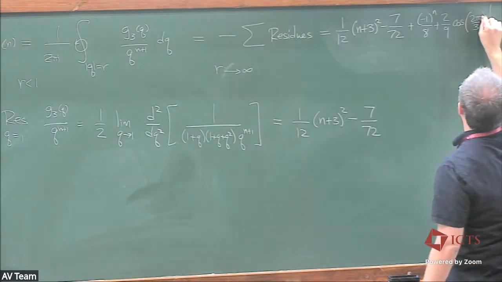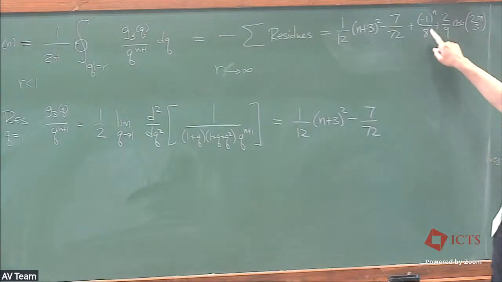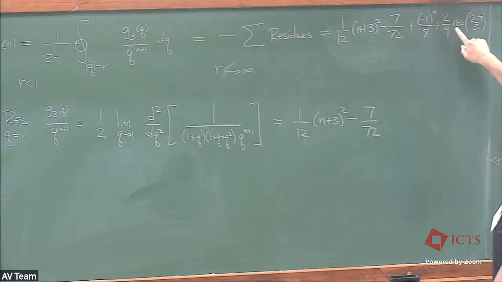Yes, there is an n, 2 pi n over 3. Thank you. Yeah, that would be silly if there wasn't an n on there. What's that? Read it out. Yeah, so it's minus 1 to the n over 8, and then 2/9 cosine of 2 pi n over 3.